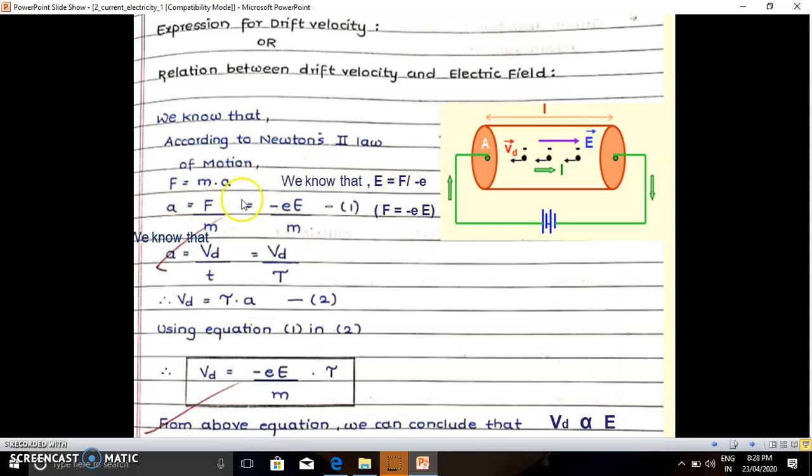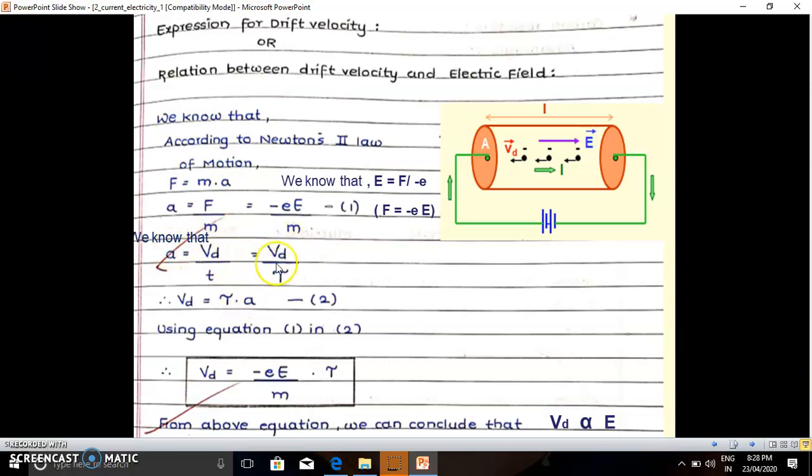So if you put this force in the formula, force is equal to mass into acceleration, so acceleration is equal to force upon mass. Using F here, it comes minus eE upon m. So this is equation 1. This is the acceleration of the electrons against the electric field. Now we know that acceleration is nothing but the rate of change of velocity with respect to time. But here, as we are dealing with drift velocity, the velocity will be drift velocity, and the time is the relaxation time.